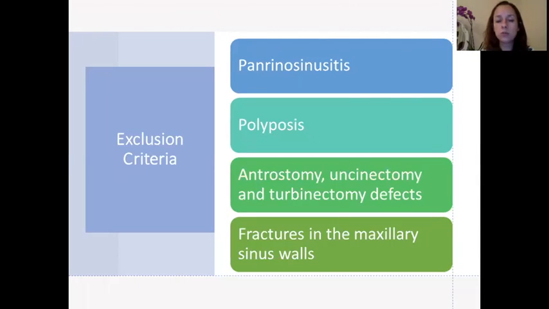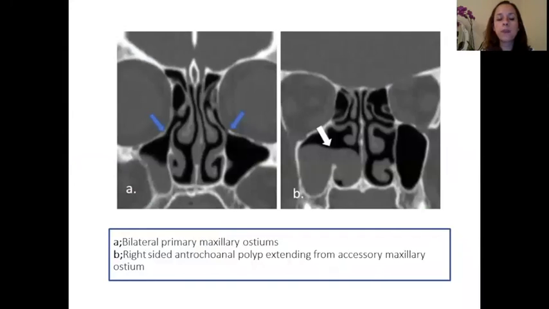Patients with panrhinosinusitis, polyposis, antrostomy, ethmoidectomy, and turbinectomy defects, with fractures in the maxillary sinus walls, in brief, destructed maxillary sinus walls, were excluded from the study. This is an example. You can see normal primary maxillary ostiums in the same patient, and a right-sided large defect in the medial maxillary sinus wall, with an antrochoanal polyp extending from this defect.